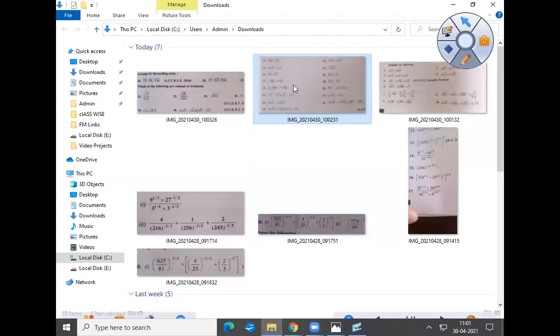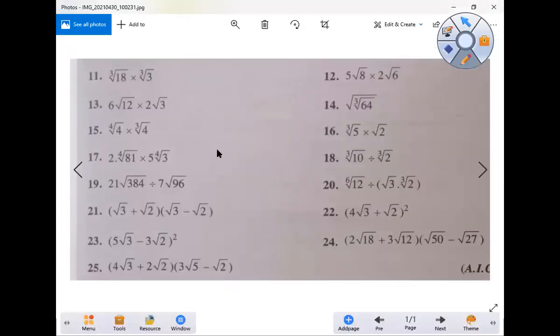So these problems also you need to solve today. So in all, you have to solve question number 1 to 20 from this piece. So I'll send you the picture also.